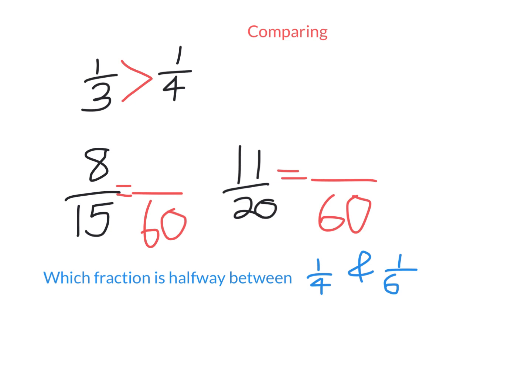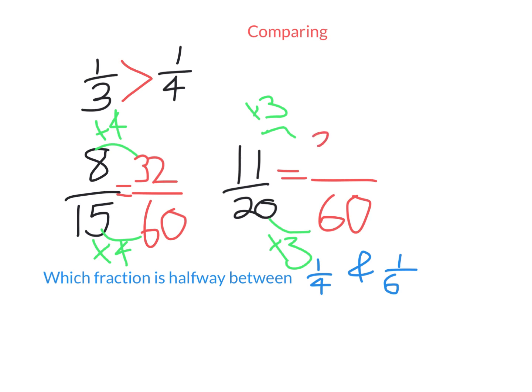So how do I get from 15 to 60? Well, I need to times by 4. The rule of equivalent fractions is what you do to the bottom, you must do to the top. If I times the bottom by 4, I must times the top by 4. So 8 over 15 is 32 over 60. Similarly for this one, to go from 20 to 60, I need to multiply by 3. What I do to the bottom, I must do to the top. So you can see 11 times 3 is 33.